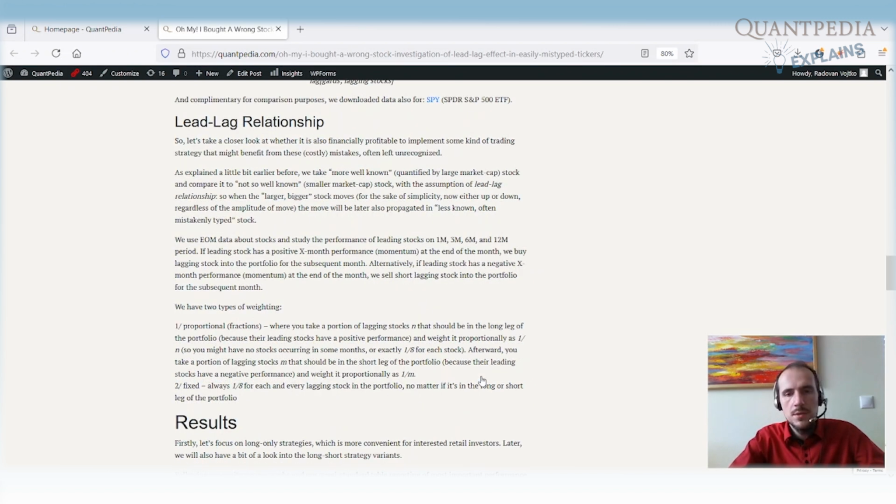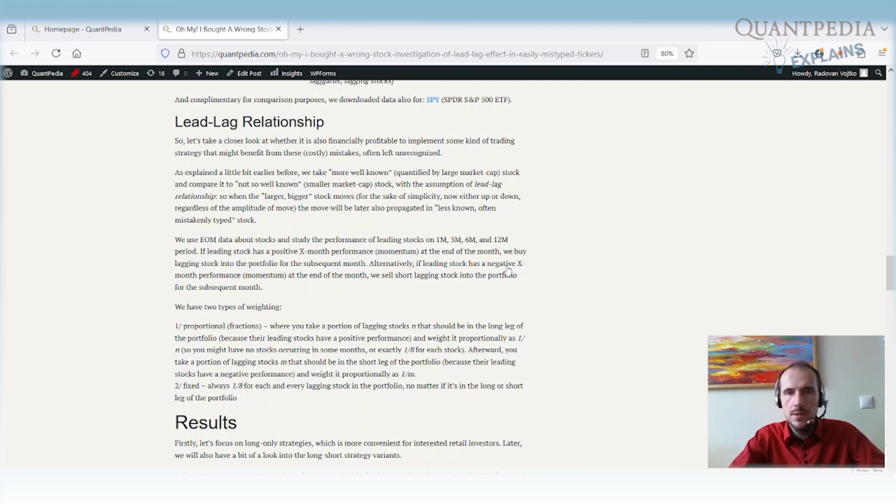There are different ways how we can weight the final portfolio. Our idea is to take the investment universe that consists of leading stocks, and look at how the stocks are performing over the horizon of 1, 3, 6 months or 12 months. As an example, if Tesla is outperforming on 12 months, so it has performance higher than 0, a positive performance, positive momentum, we buy the lagging stock for 1 month.